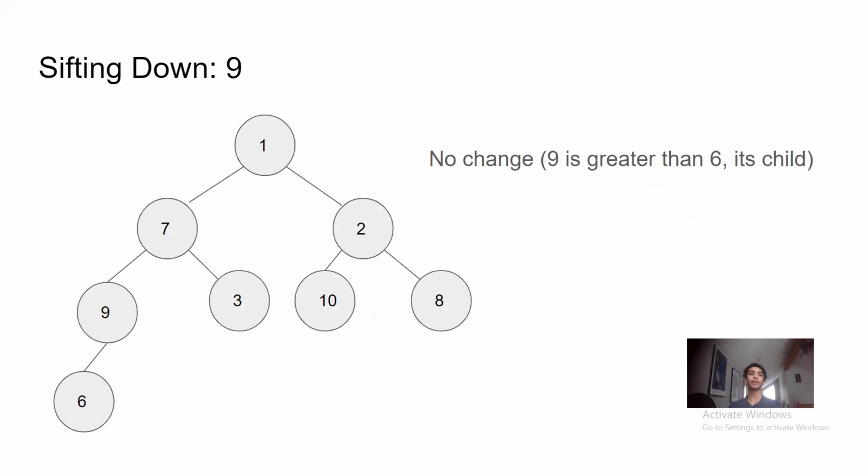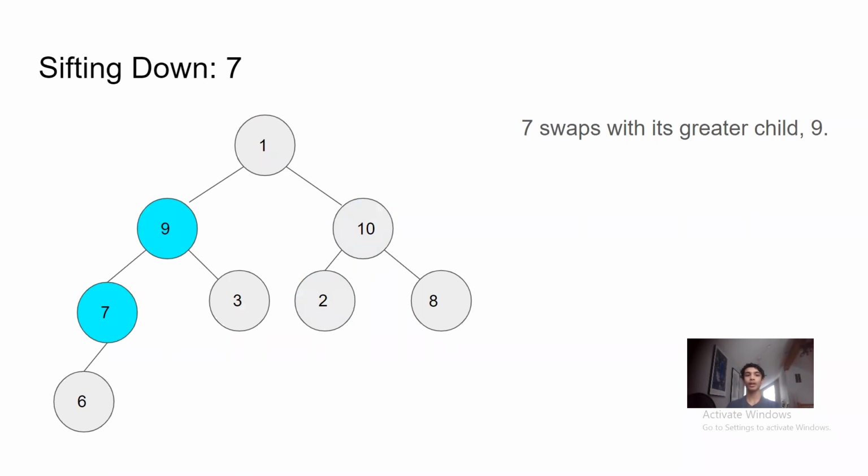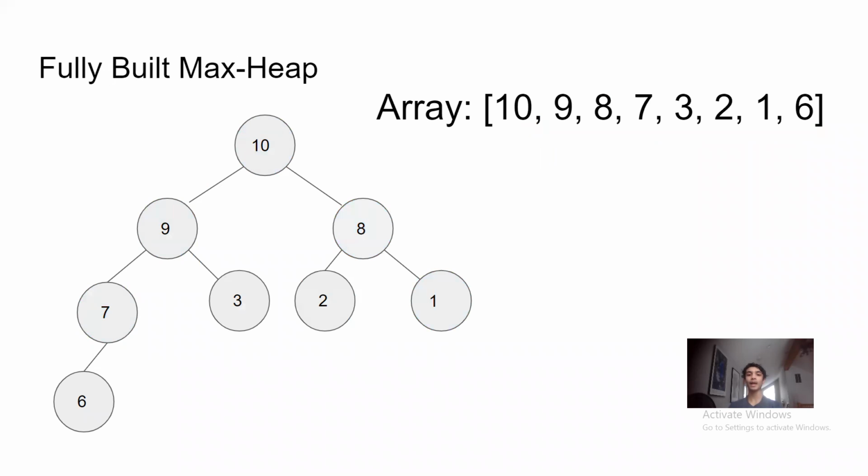So let's see how this works. First, the lowest non-leaf element is 9. And there's no change because 9 is greater than 6. We sift down 2, which swaps with 10, the greater of its children. Sift down 7 swaps with 9. 1 swaps with 10, and it swaps with 8. And now we have our fully built Max-Heap.